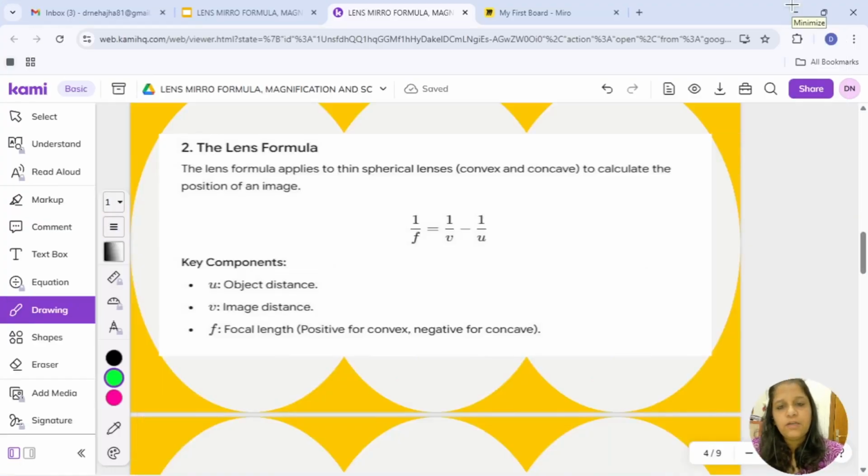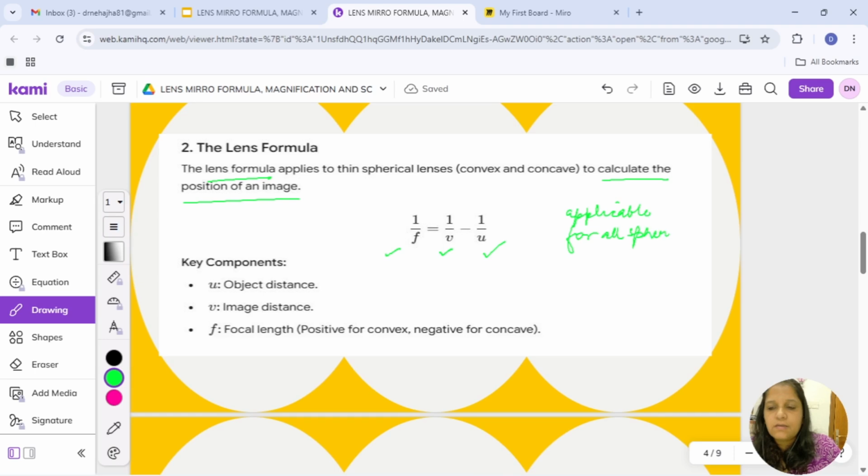Let's move on to the next part, that is the lens formula. What does this lens formula tell? It gives you the relationship again between focal length, image distance and object distance. We already know u is object distance, v is image distance and f is focal length. It helps you to calculate the exact position of the image, and the lens formula is applicable for all spherical lenses in all conditions. This is very important.